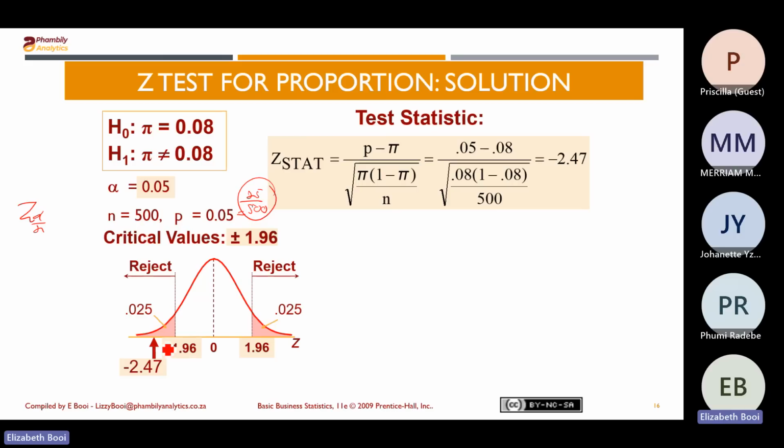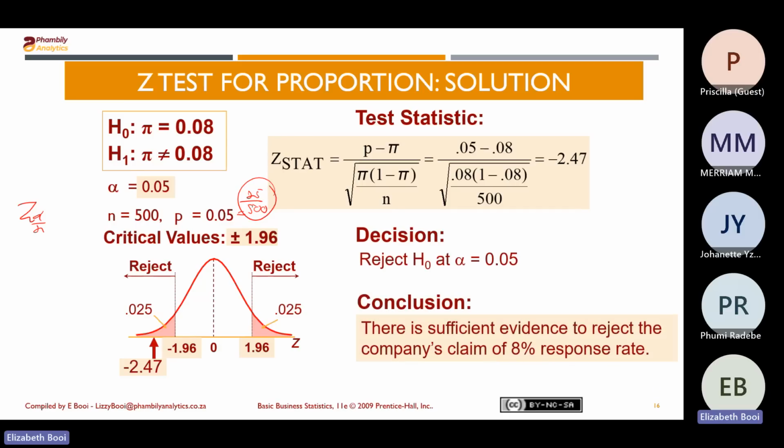than negative 1.96, because on the negative side, the bigger the value of a negative, the smaller the value. So it falls in this rejection area, and therefore we're going to reject the null hypothesis at alpha of 0.05 and conclude that there is sufficient evidence to reject the company's claim of 8% response rate at alpha 0.05. That is when we have the proportion.